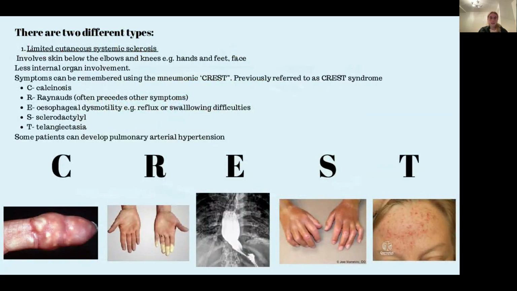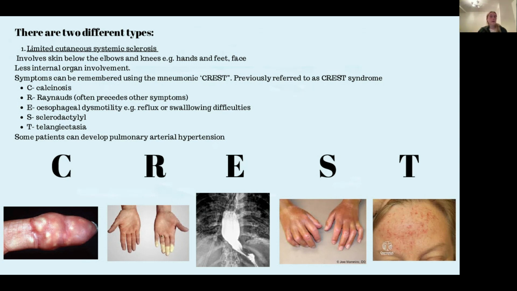So there are two main types of systemic sclerosis that you need to be aware of. The first one being limited cutaneous systemic sclerosis. This one involves skin, which is often below the elbows and the knees. So this would be things like your hands and your feet and then your face. You're less likely to have internal organ involvement with limited cutaneous systemic sclerosis.